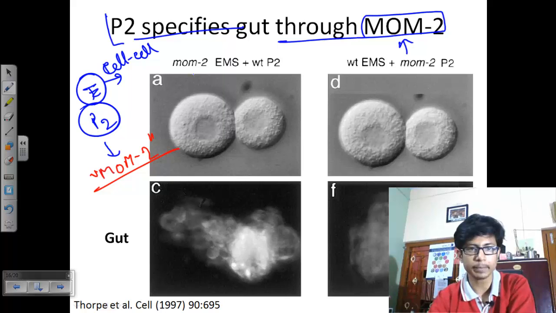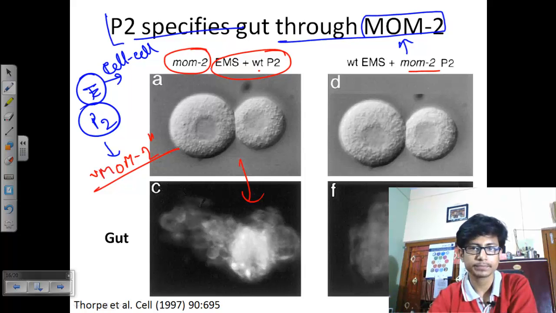So see MOM2, if we have EMS with the P2, it will develop. Without the EMS and MOM2, it will not produce the gut properly, right? So gut production is important with the help of MOM2. So if EMS is interacting with MOM2 and then with P2, it specifies the gut formation.